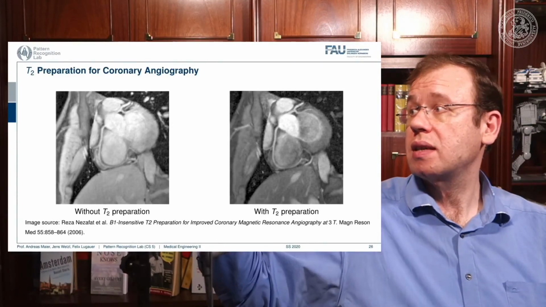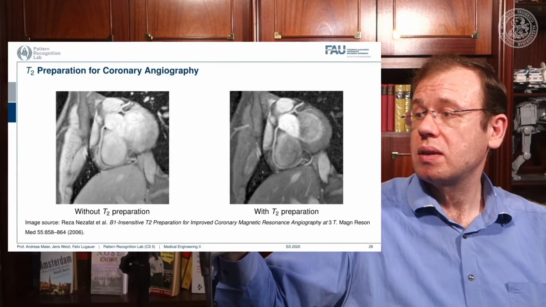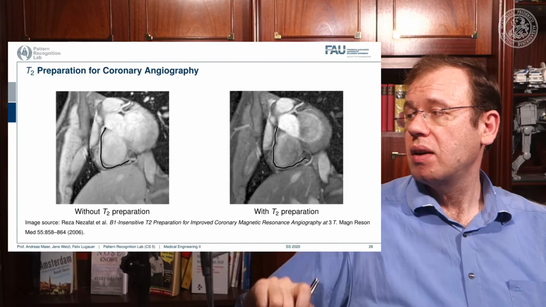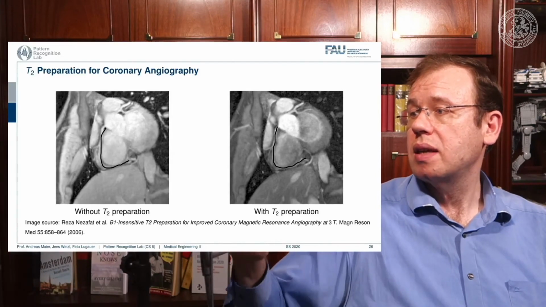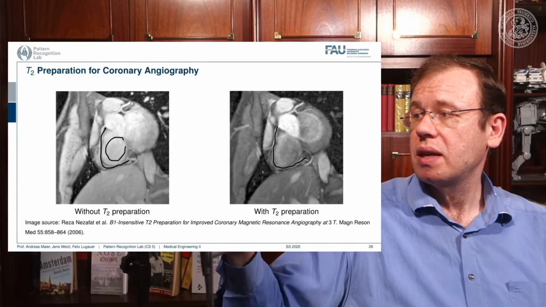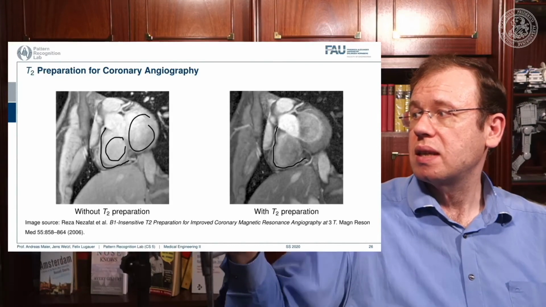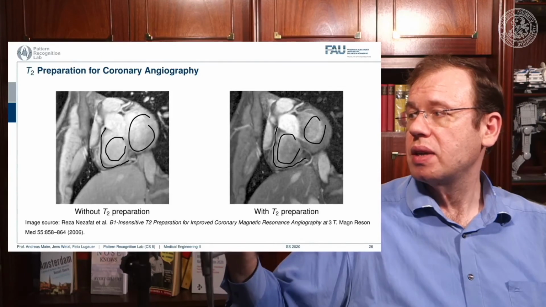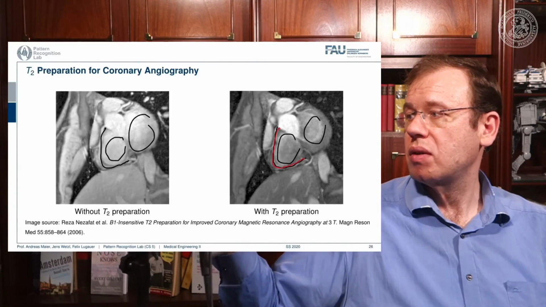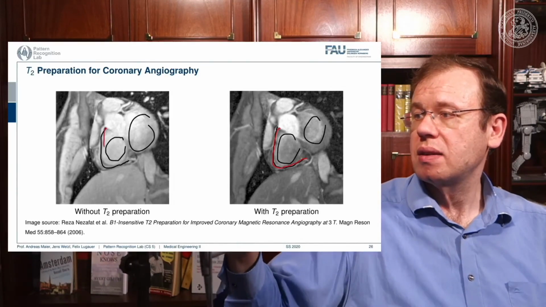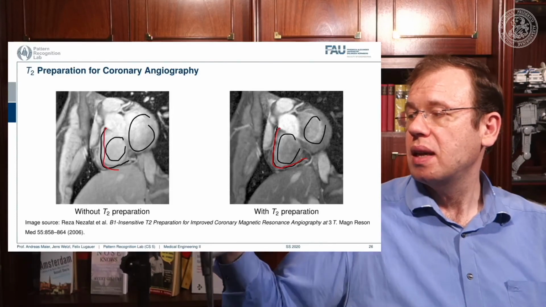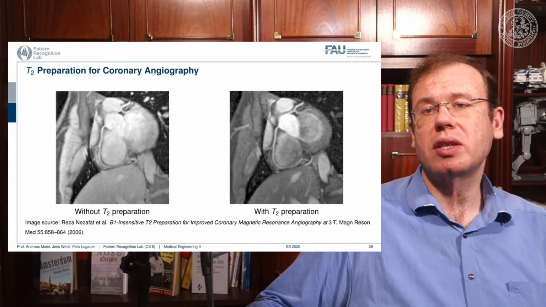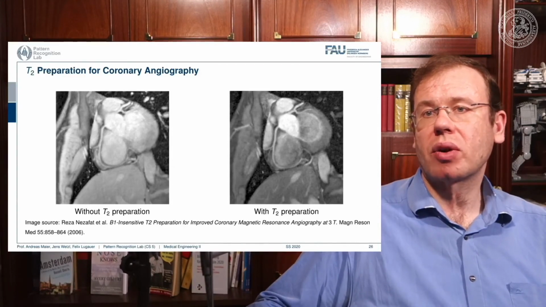So just in case you don't know where to look, here you see the coronary arteries, and you see that here we actually have arterial blood, and in the ventricle we have venous blood, and you see that the contrast is going down, and we have this very nice preservation of the contrast of the arteries, and on the left hand image you can't see it as well. So this is a big advantage if you can work with these T2 preparations for getting better coronary images.